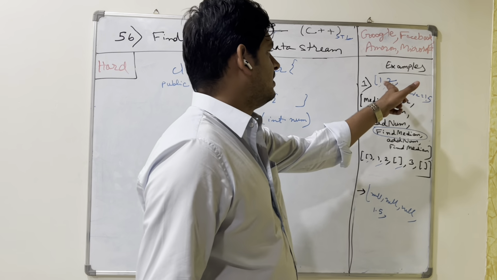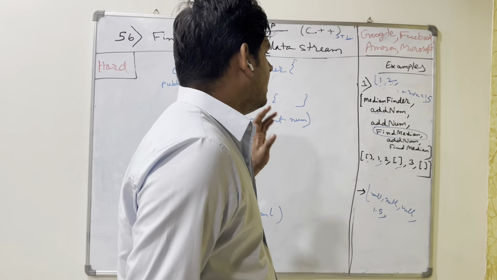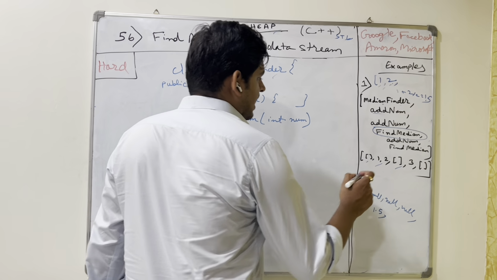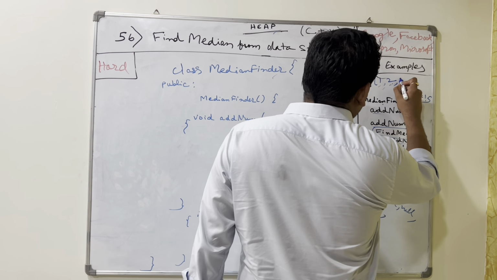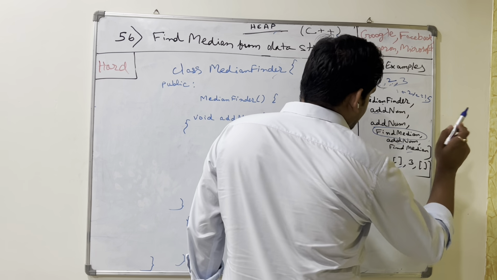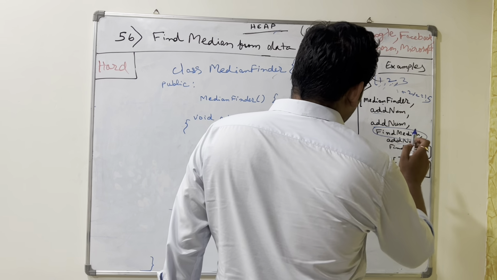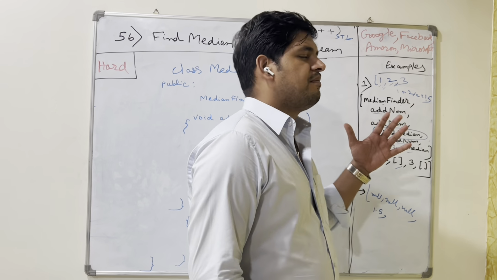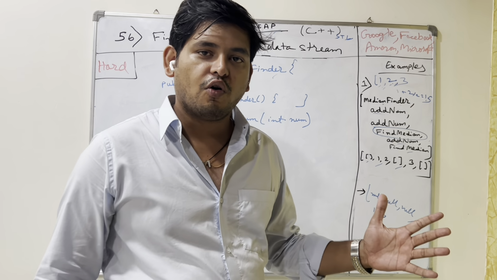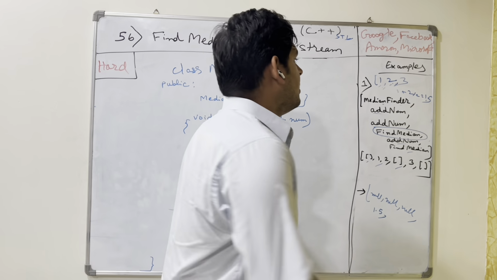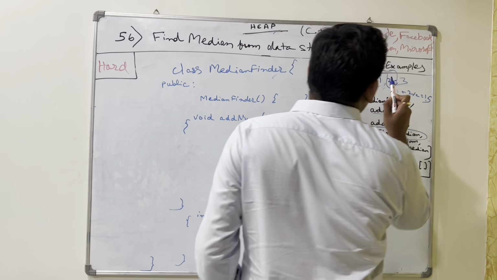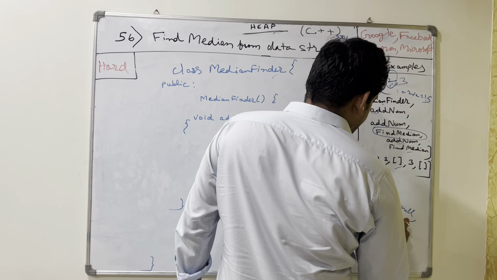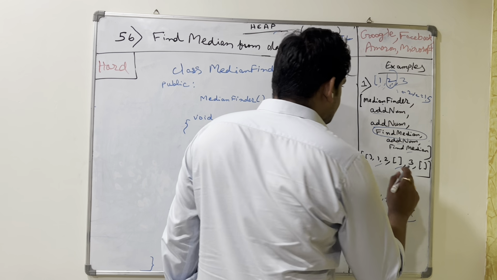Since there are an even number of elements in the data stream list, we return 1.5. Then again addNum is called with 3, and then findMedian. Now we have 3 elements. This is an odd number of elements, so n plus 1, 3 plus 1 is 4, 4 divided by 2, the second element. What is the second element? 1, 2, 3, this is the middle element, and so we return 2. Okay, so this is our answer.